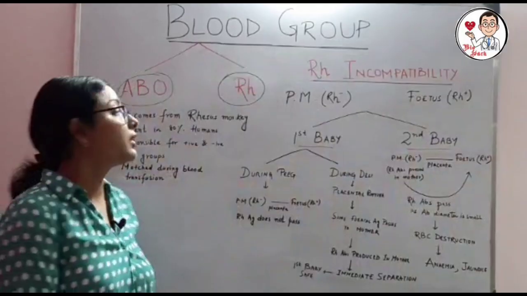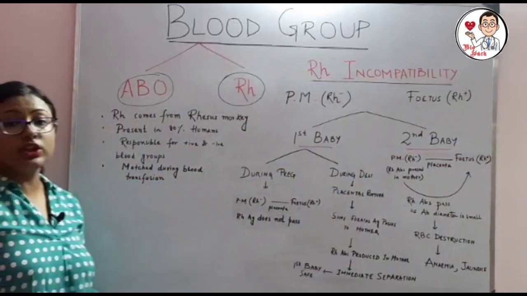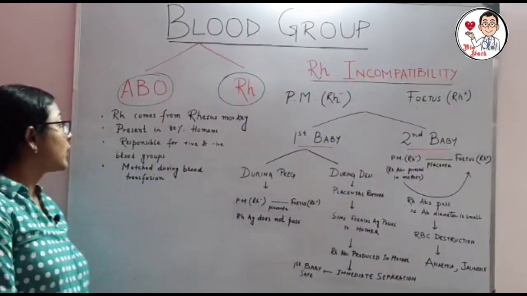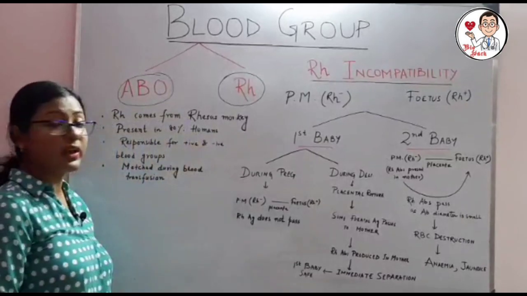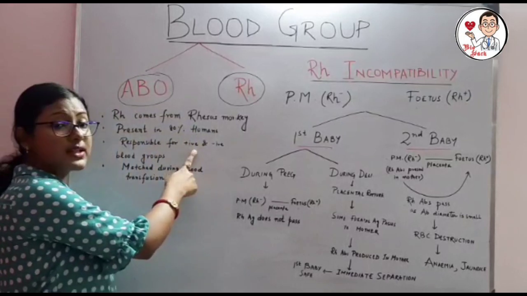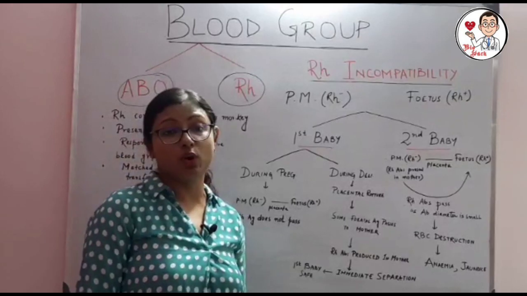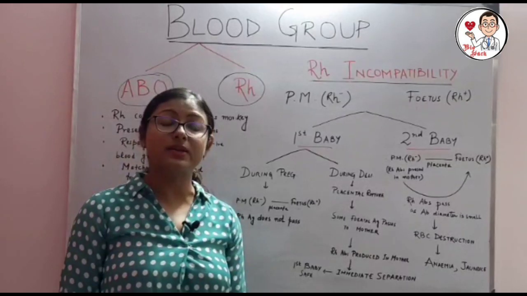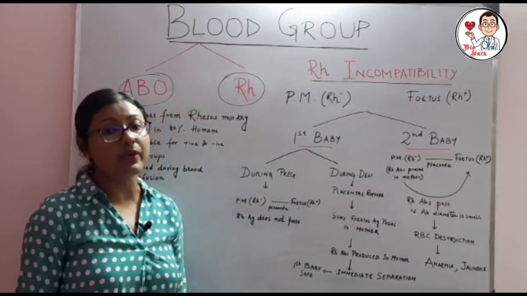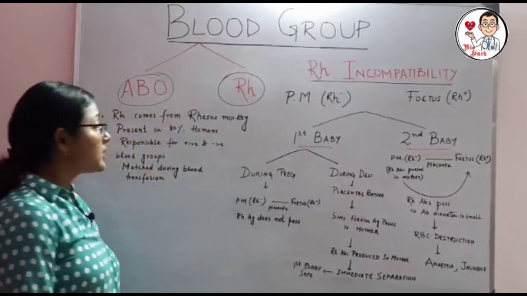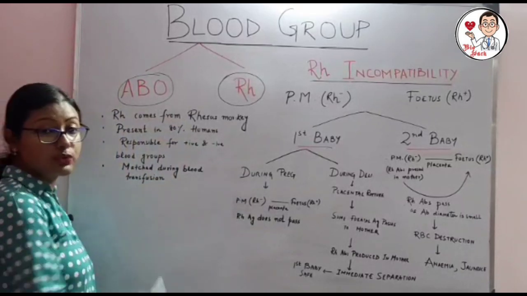Okay. Now let us come to the Rh group. This Rh antigen comes from the rhesus monkey. Okay, it is present in almost 80% of humans. It is responsible for positive and negative blood groups, and this depending upon what? Depending upon the presence or absence of an Rh antigen on the surface of RBC. Now, because of this Rh group is also matched during blood transfusion.